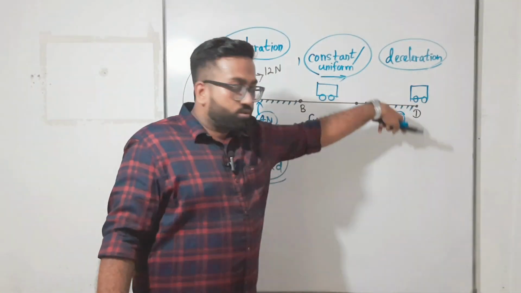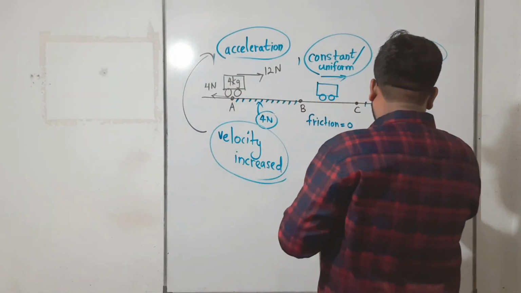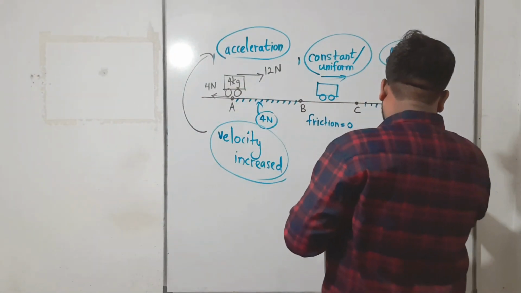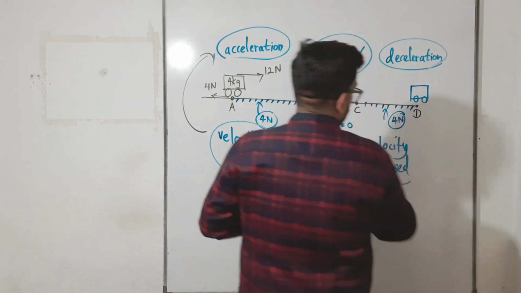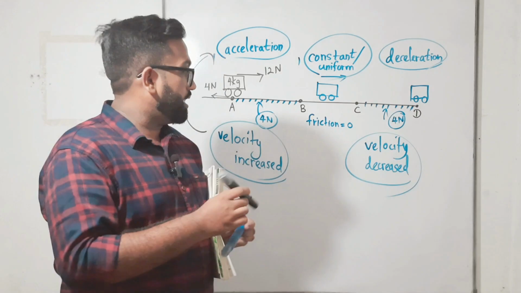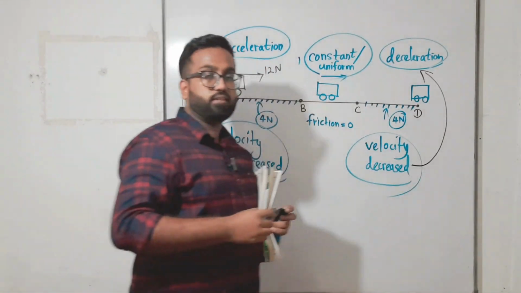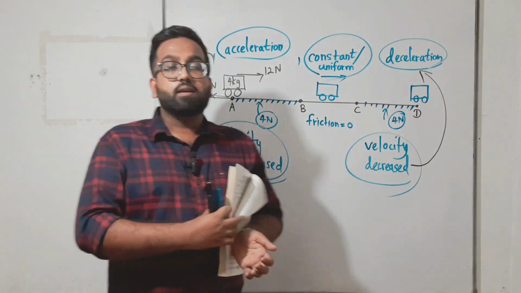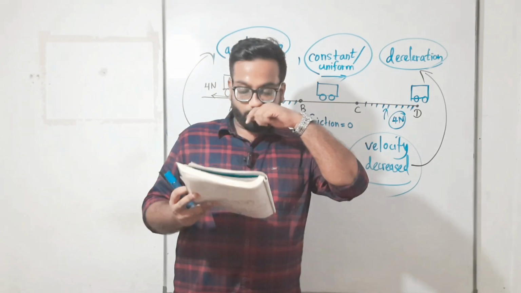According to time, velocity is decreased. Velocity decreased. When the velocity is decreased according to time, that is known as deceleration. This is the way we can have an idea about this calculation, right?